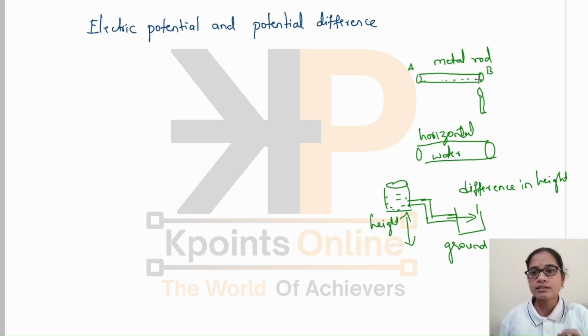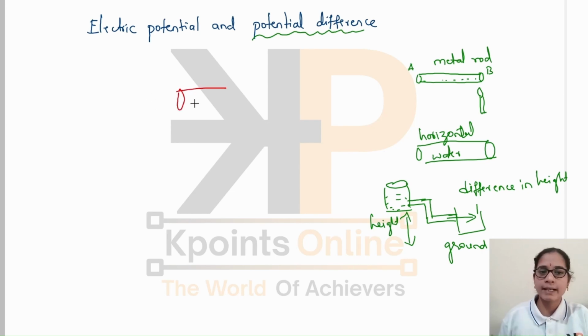Here the temperature difference will cause the heat to flow from B to A. This shows that there must be temperature difference for flow of heat and there must be height difference for flow of water. In the same way, for the electric current to flow, we need potential difference. This is the electric pressure which we require in order to cause the flow of electric current.